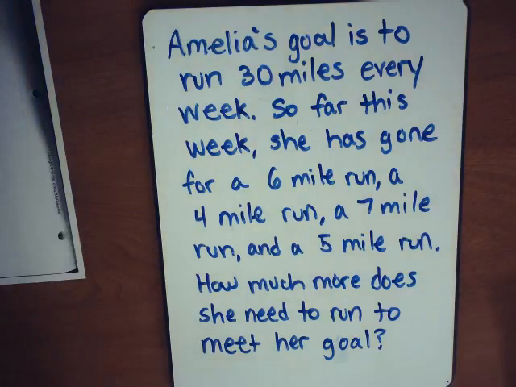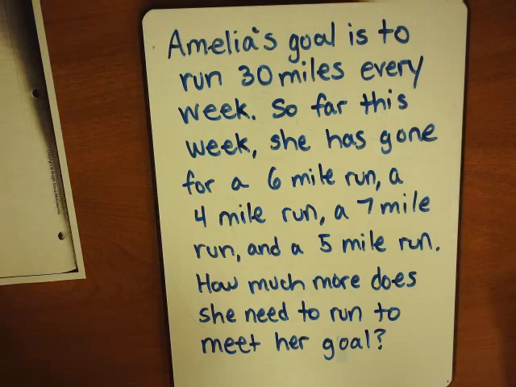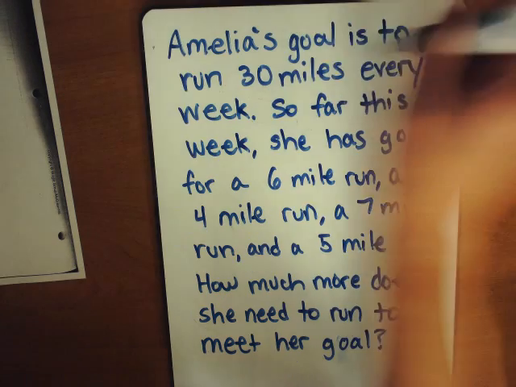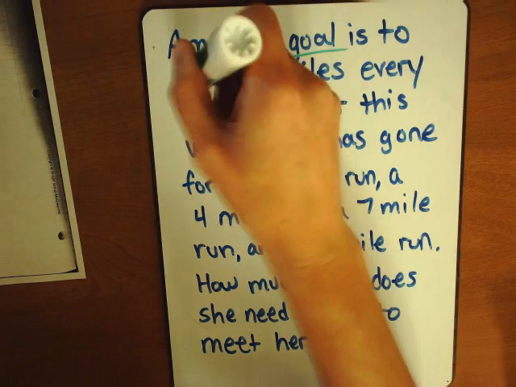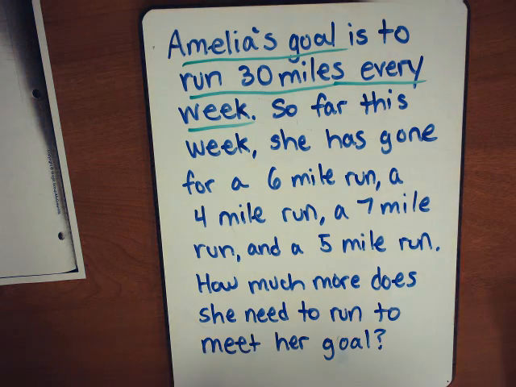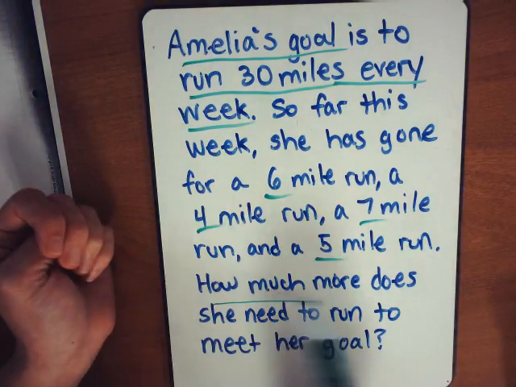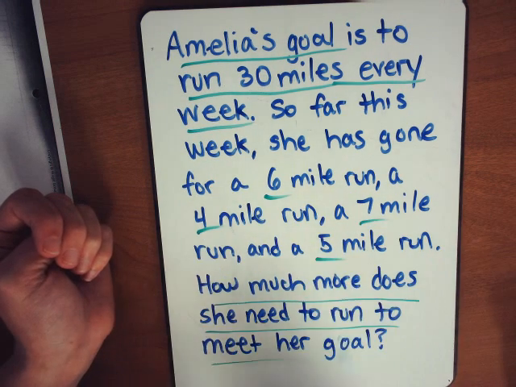Okay, so understanding the problem first, I need to get an understanding of what's going on. Well, I've got Amelia that wants to meet 30 miles. Okay, so we've got Amelia's goal. She wants to run 30 miles every week. Okay, so far she's run 6 miles, 4 miles, 7 miles, 5 miles. My question is, how much more does she need to run to meet her goal?